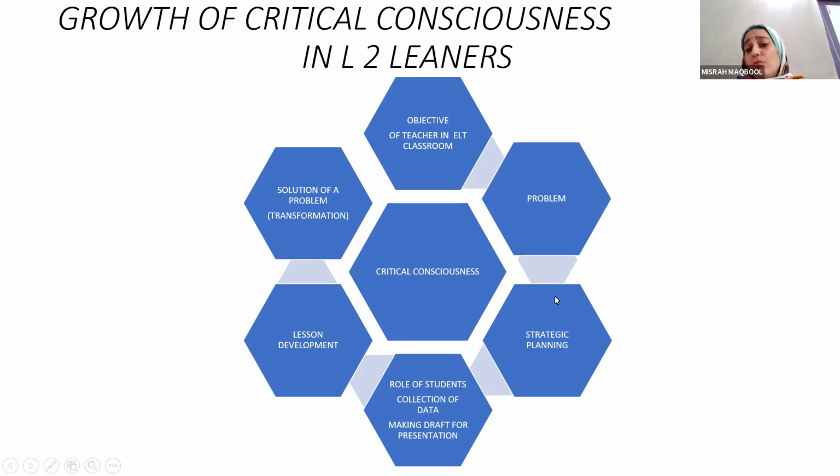The teacher asks the students to do research, read articles, read research journals, and gather data from the environment, from the field, and come up with a solution. The role of a student is that they collect the data and then make a draft, present that draft in the form of a presentation in front of their classmates and share their findings, and last but not least, they share their solution regarding that particular issue raised by the teacher in an ELT classroom.